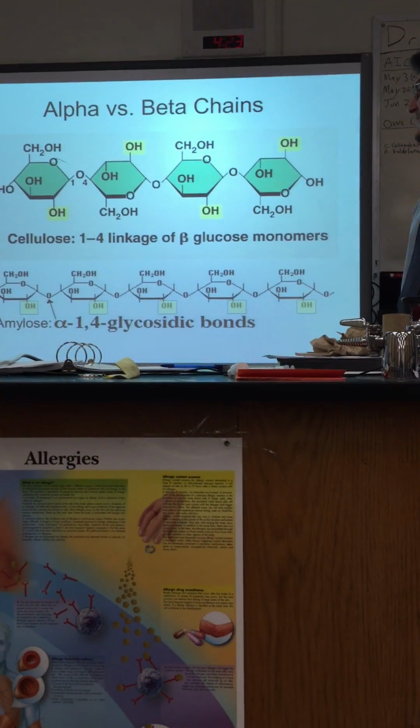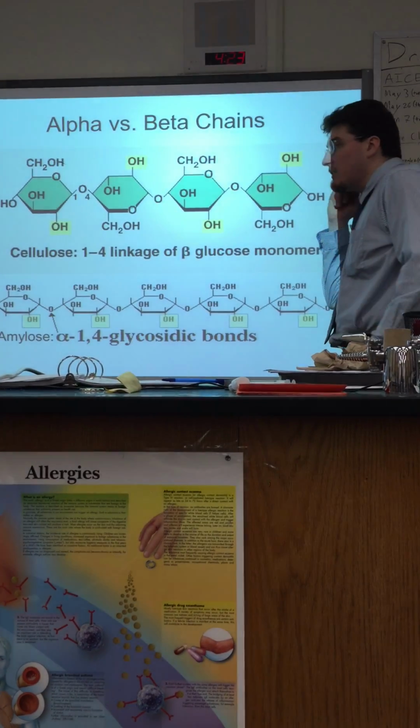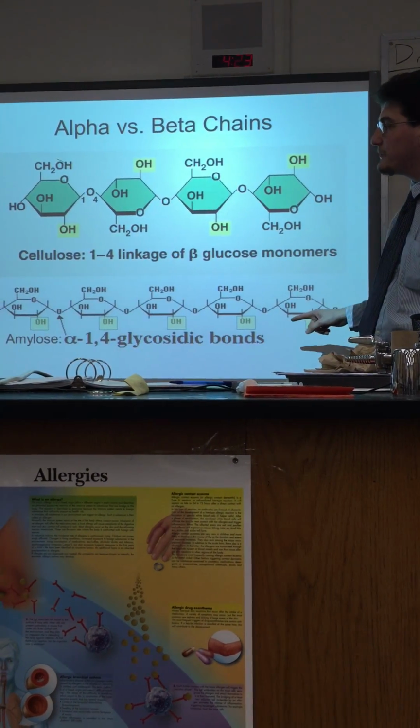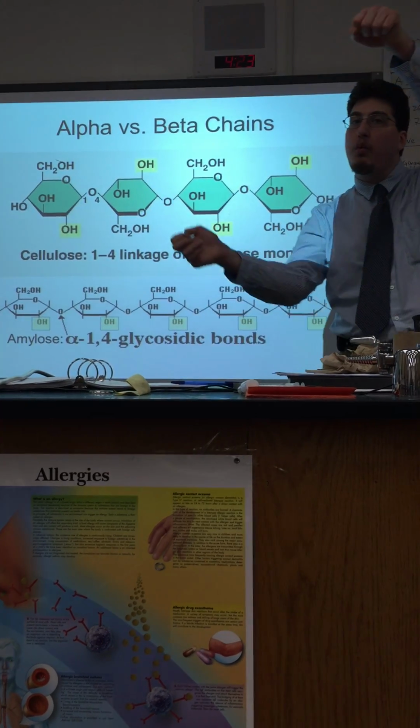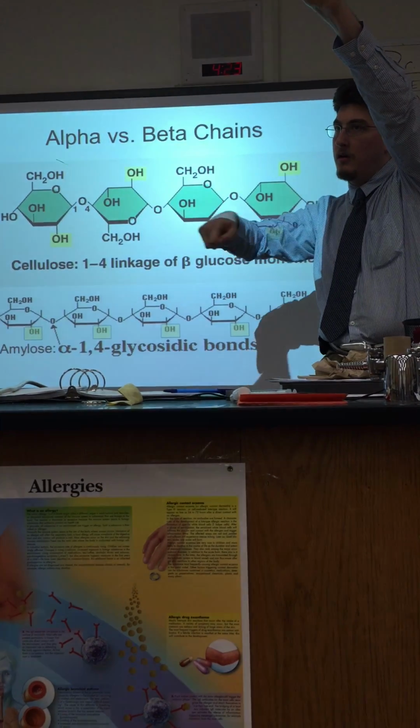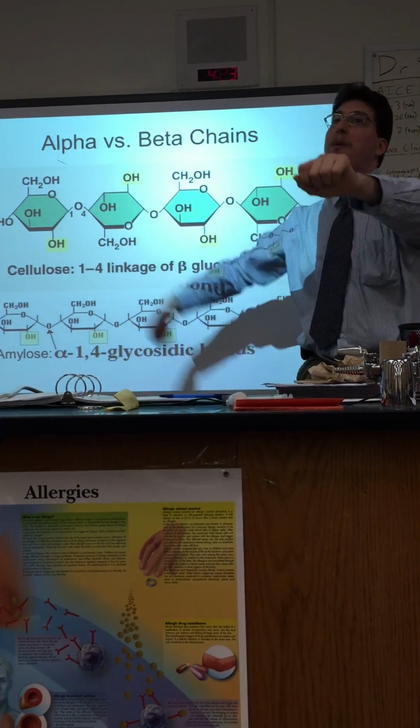Versus the amylose, which is the alpha 1,4 glycosidic bond. All of these hydroxyl groups are on the same side. They will start to pull toward each other through hydrogen bonding, and they will curve into a spiral.